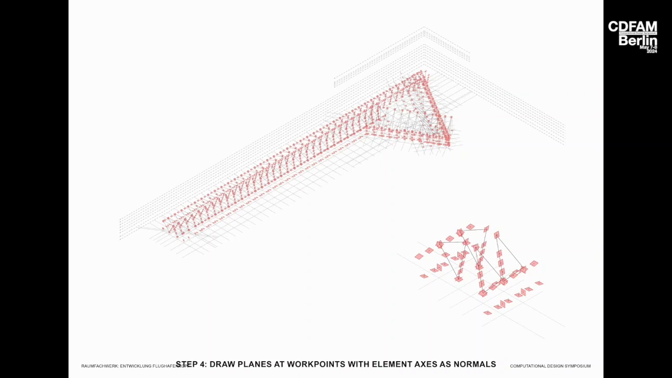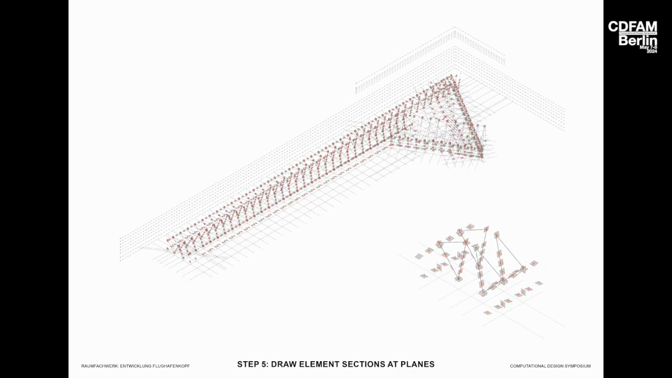So each plane is actually oriented towards its normal, which has been drawn in the previous phase. And then we use these planes to draw the structural section sizes. And these numbers we had obtained from the structural engineer, they're a result of the structural simulation. And then in the next step, we project these sections to their end plane along the normal vector.